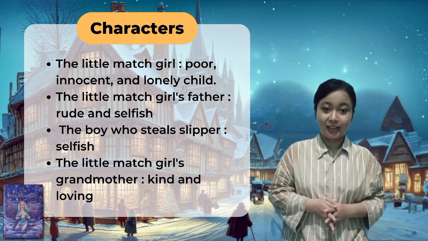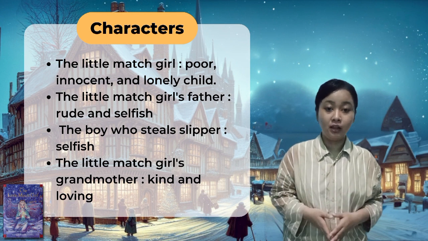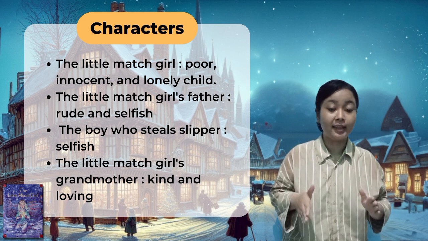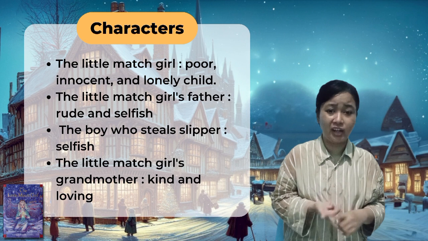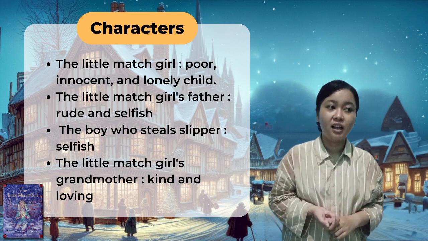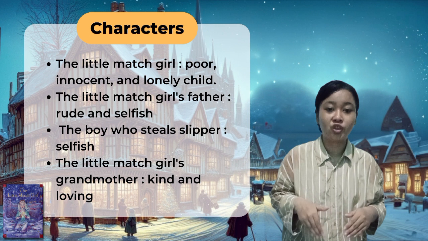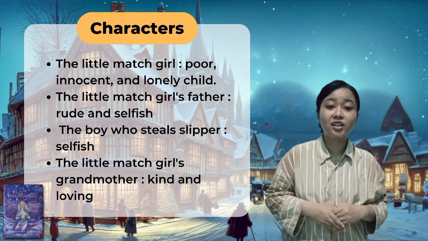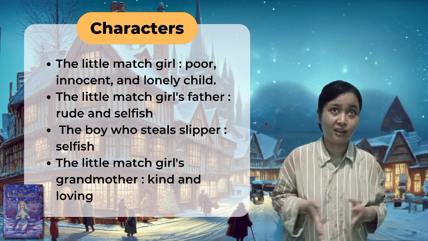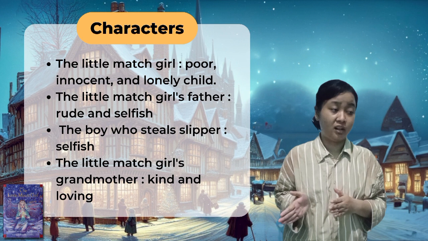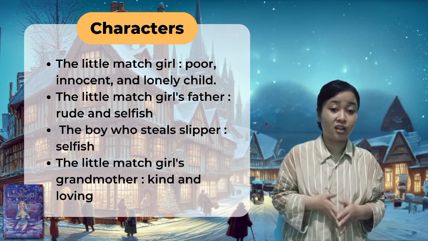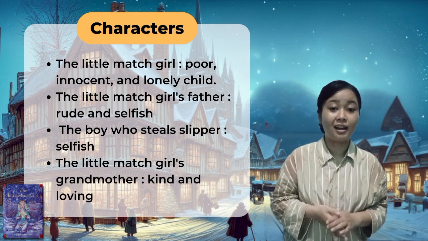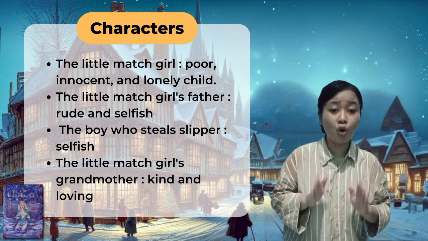Characters. The characters are the people in the story, and the main character of the story is the little match girl, who is a pure, innocent, and lonely child. She has no name, which shows that she is forgotten and ignored by society. And the other characters are her father, who is violent, the boy who steals her slipper and who is rude and selfish, and the last is her grandmother, who is kind and loving, and also the only person who cares about her.